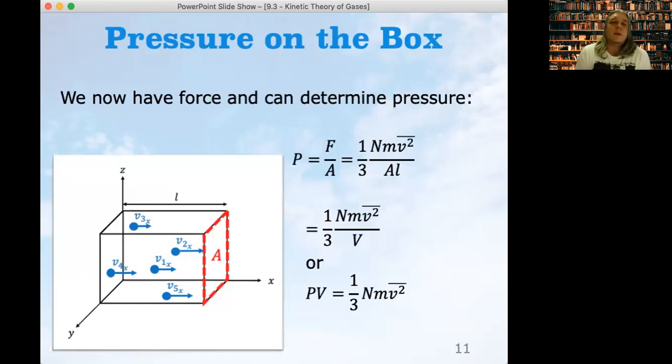Now that we've got a force, we can go back and turn that into a pressure. And again, we just divide by our area. Just as we saw for a single particle, that then becomes a volume on the bottom. So we get 1/3 times the number of particles times the mass times the average of the square velocities divided by the volume is equal to the pressure. Or if we multiply through by volume, we get PV equals 1/3 Nm times v squared average. And hopefully you've stopped and said to yourself, that looks familiar, right?